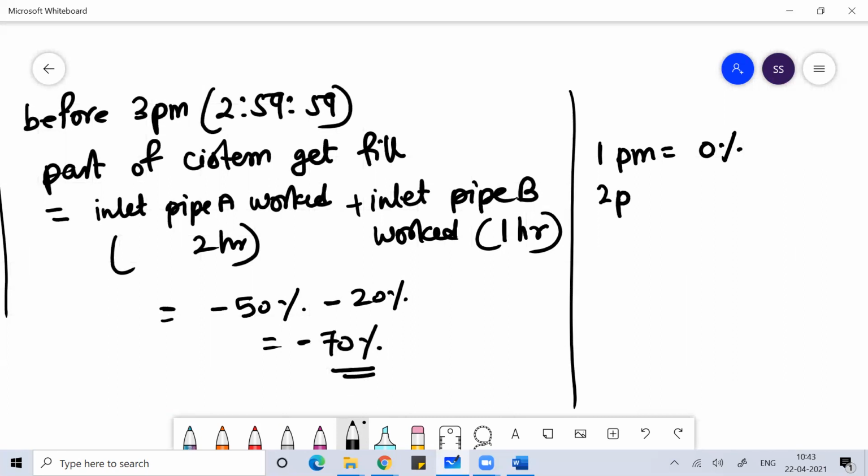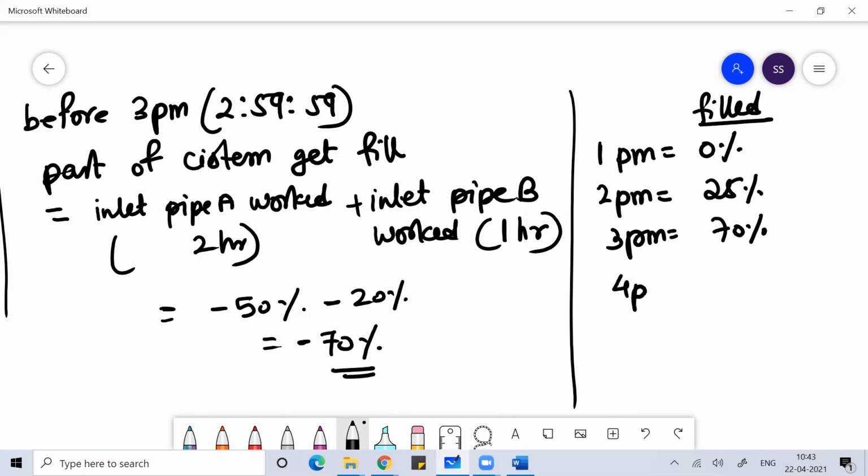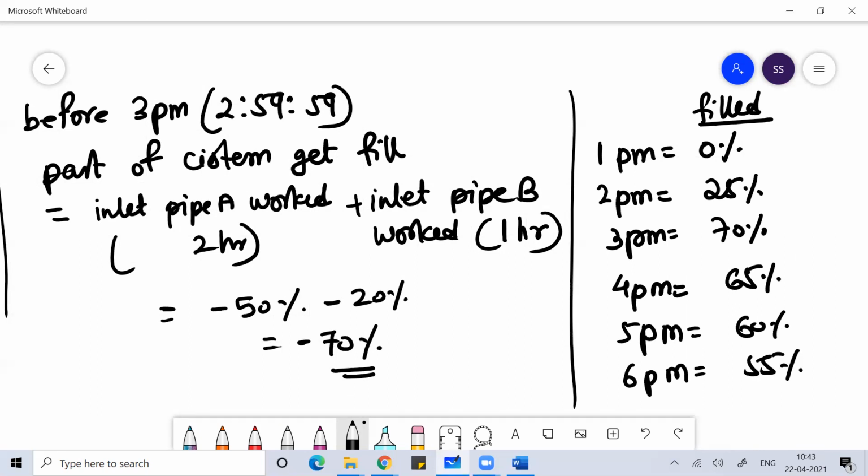Then 2 p.m., only pipe A was working. It would have done 25% of work. 25% of the tank is filled. 3 p.m., 70% of the tank is filled. When you talk of 4 p.m., now A, B, C all are working, and every hour 5% of water will get removed. So now the work done is 65%. 5 p.m., then 60%. Then 6 p.m., I hope you are understanding, 55%. Like this you can do and you can find when all the water will get removed.